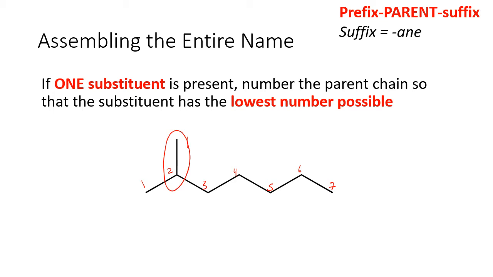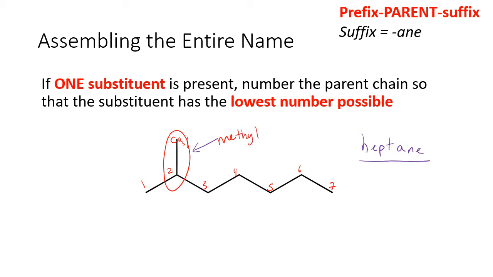So now that we've numbered our parent chain, we know that our parent chain is 7 carbons long, so that stands for hept. And then the suffix is going to be ane because we have an alkane. So heptane is our parent. And then we want to list our substituents. We only have one group in this case, and it has 1 carbon on it. So that's a CH3 group that's unwritten at the end there. So a 1 carbon alkyl group is called a methyl group.